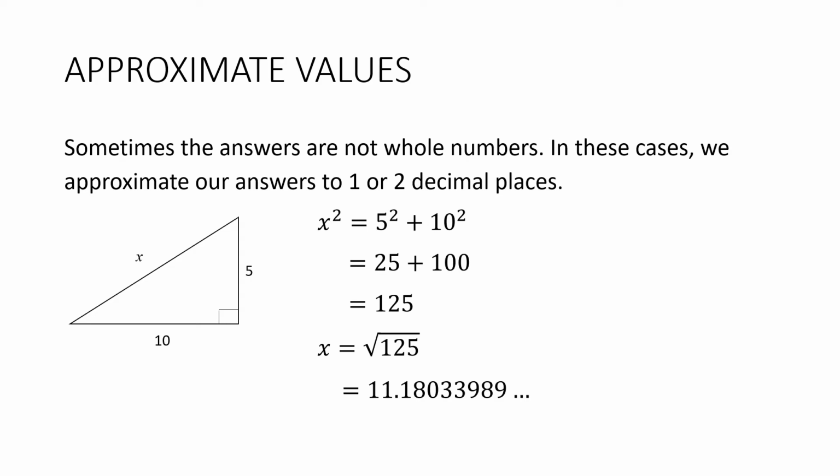11.180333989. We don't want to write all of this. So we're just going to chop it off here, but we must round. So have a look here. We want to chop here. Have a look at the next digit. It's too big to throw away, it's greater than 5, so we're going to have to round up. So x is approximately equal to 11.2.